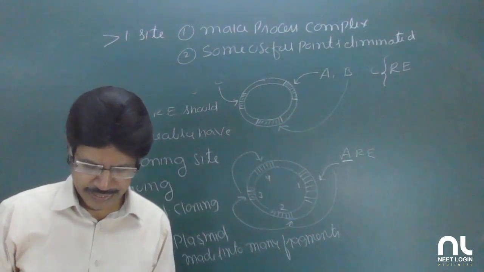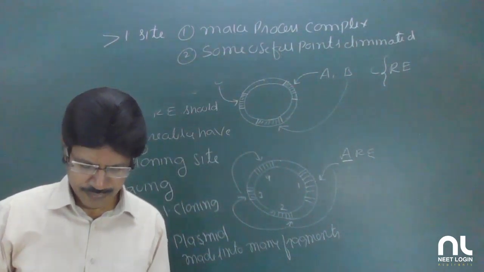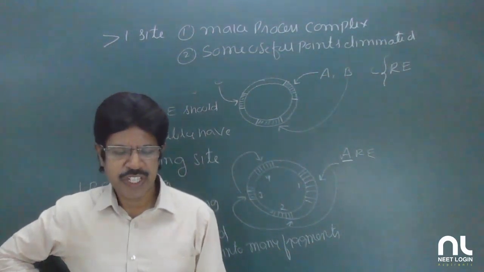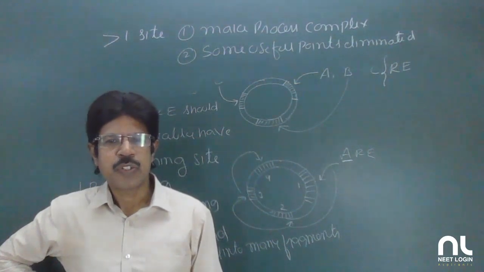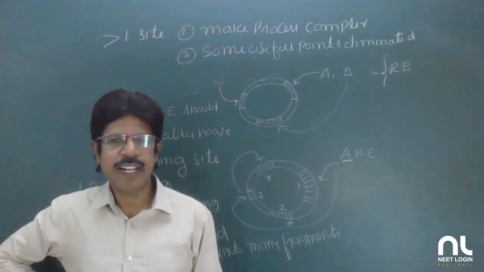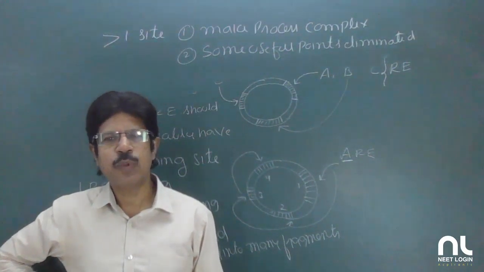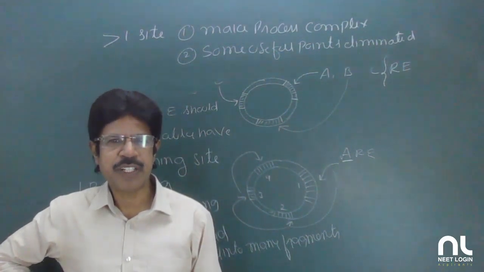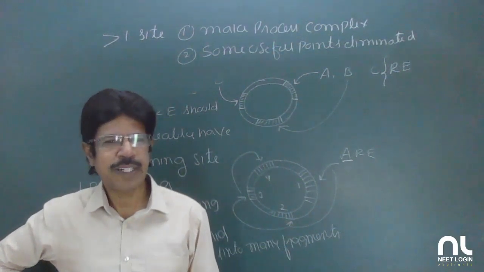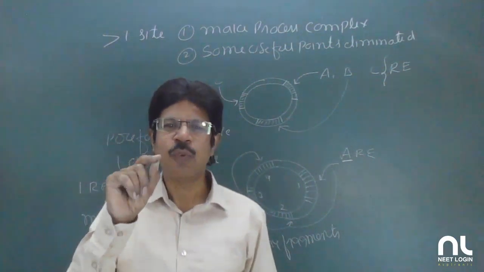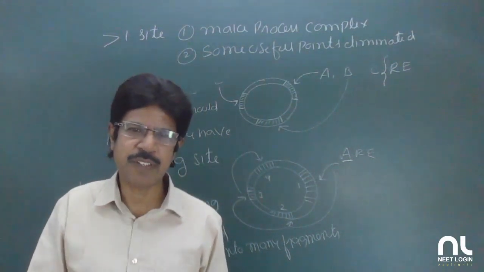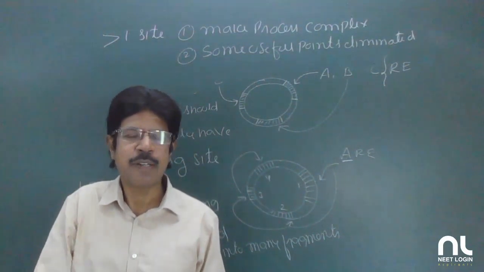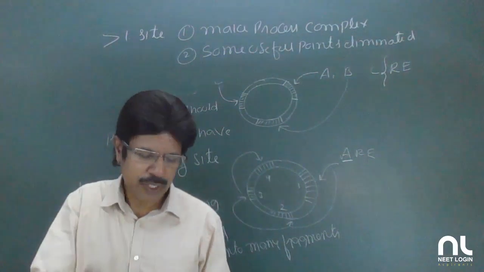With regard to the cloning site, each restriction enzyme should preferably have one cloning site, then it is feasible. If it has more than one cloning site, it is made into fragments, and some useful points are eliminated. Suppose A, B, C, D, E, F, so many restriction enzymes. E should have only one site. A should have only one, not more than one. B should have one, not more than one. Many restriction enzymes can act, but every restriction enzyme should have only one cloning site.